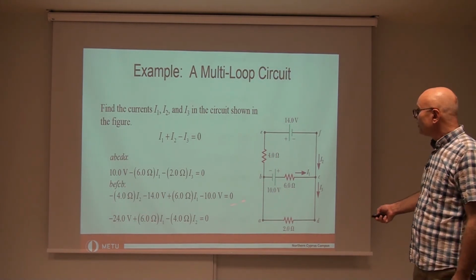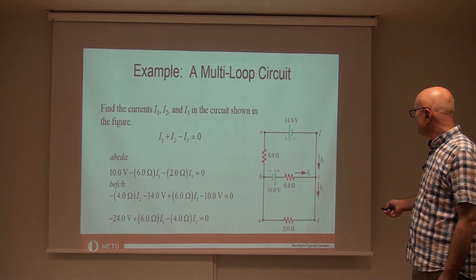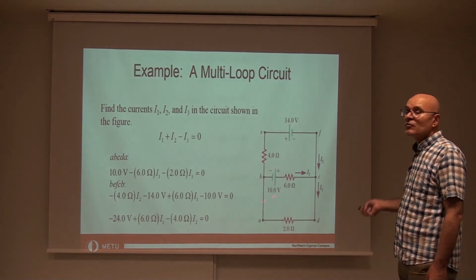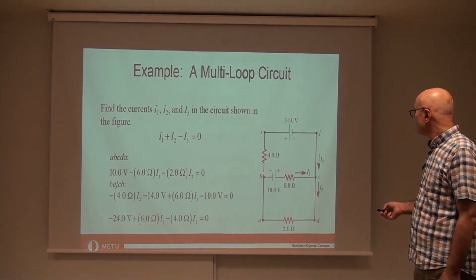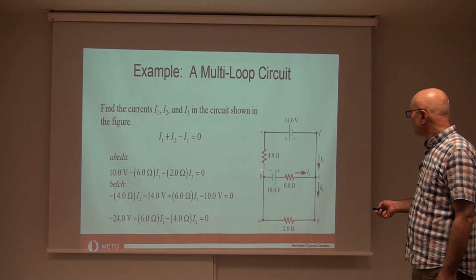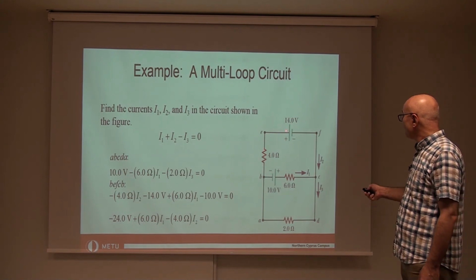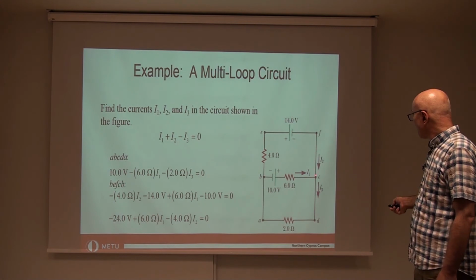I take now the other loop, B, E, F, C, B. So I start at B and come back to B, again moving clockwise in this direction. Now here you are moving along I2, because I2 is flowing in this direction, so it's minus 4 I2. Here minus 14 volts. Here you come back, there is nothing here.